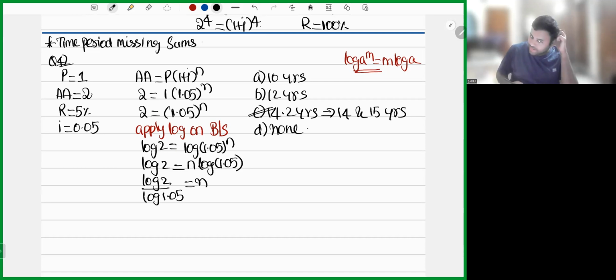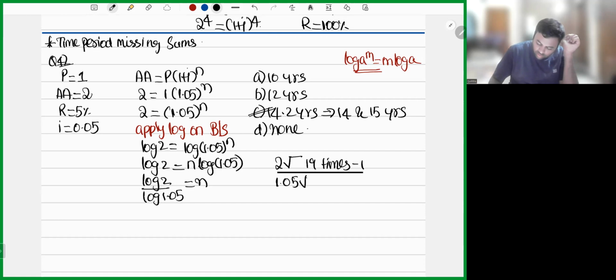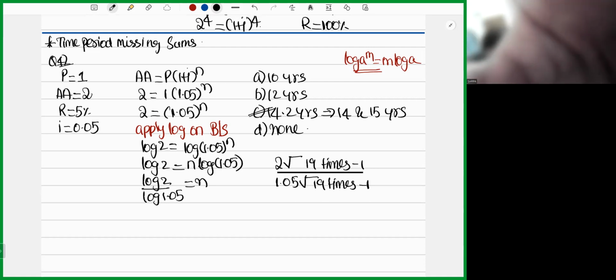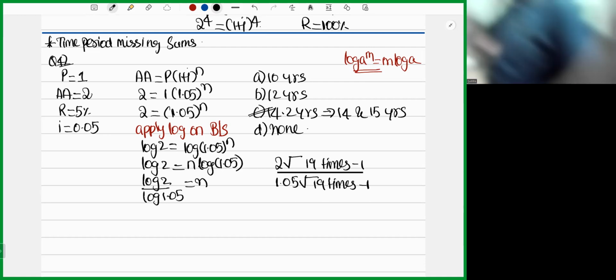Sir, how will you do this in the calculator? First, I'll calculate the numerator. How will I calculate the log value? 2 under root, 19 times, minus 1. Then I'll do the denominator: 1.05 under root, 19 times, minus 1. Be careful, don't press the equal to symbol. Now, if you want, I'll show you how to do this in the calculator. You can understand more clearly once you see how to do it in the calculator.